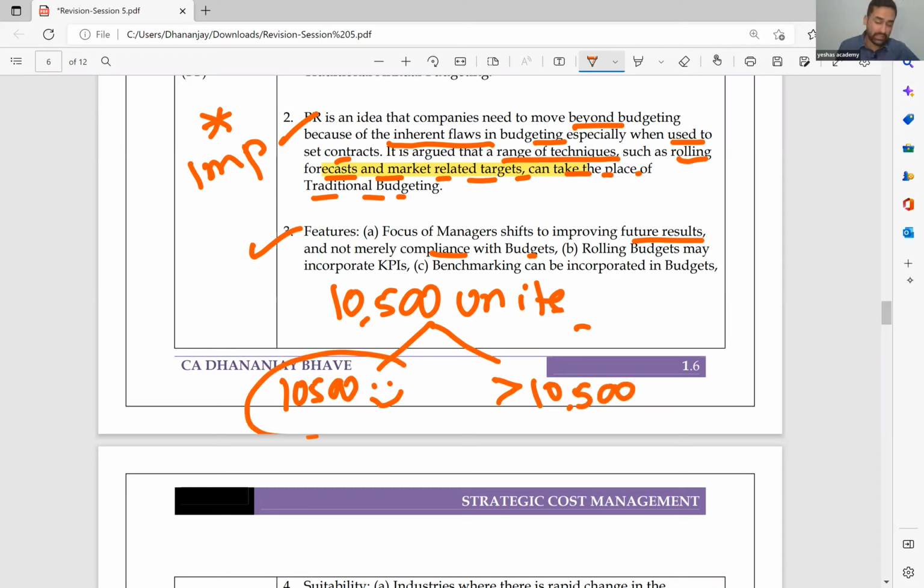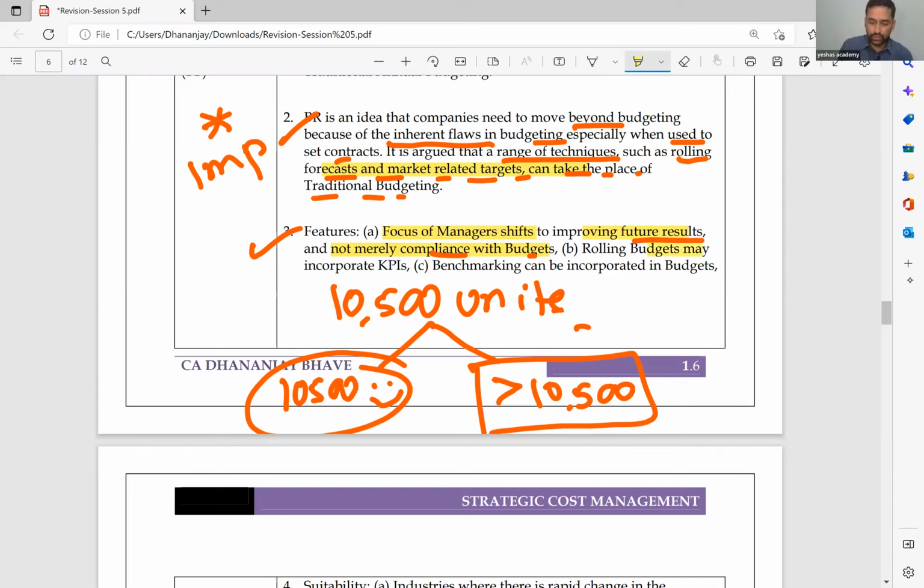Traditional budgeting says, if targets are achieved, company is happy, top management is happy. But what beyond budgeting says, no doubt, the target was 10,500. Can you try and achieve more than this? So this focus of managers will shift to improving the future results, and not merely complying with the budget. Okay, 10,500 was the target. Can I try 10,600, 10,700? This is called beyond budget.